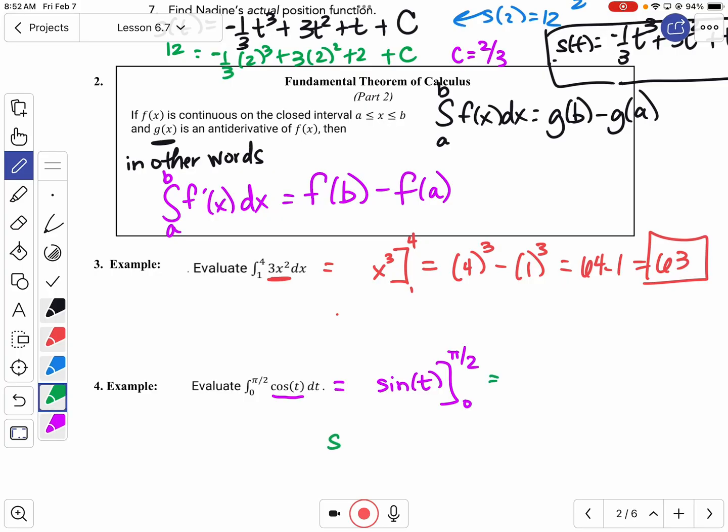So we literally plug in that top boundary into the function and the bottom boundary into the function. What is the sine at pi over 2? It's 1. And the sine at 0? 0. So my answer is 1. Okay. Part 2 of the fundamental theorem. That's in its most basic form.